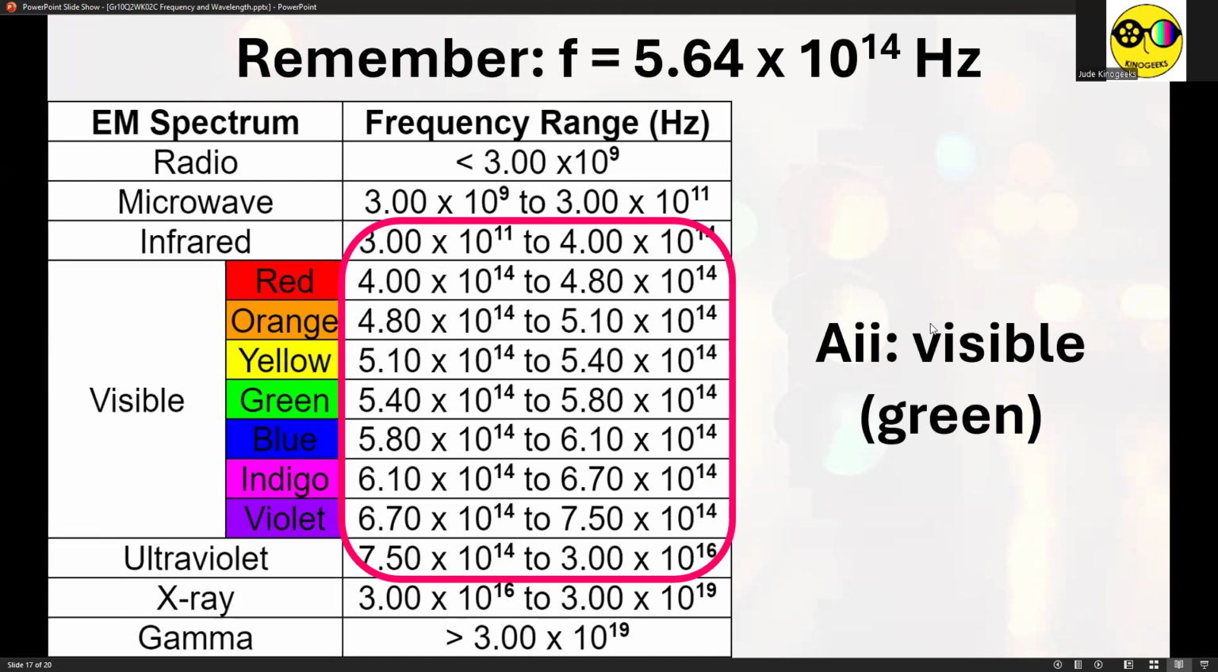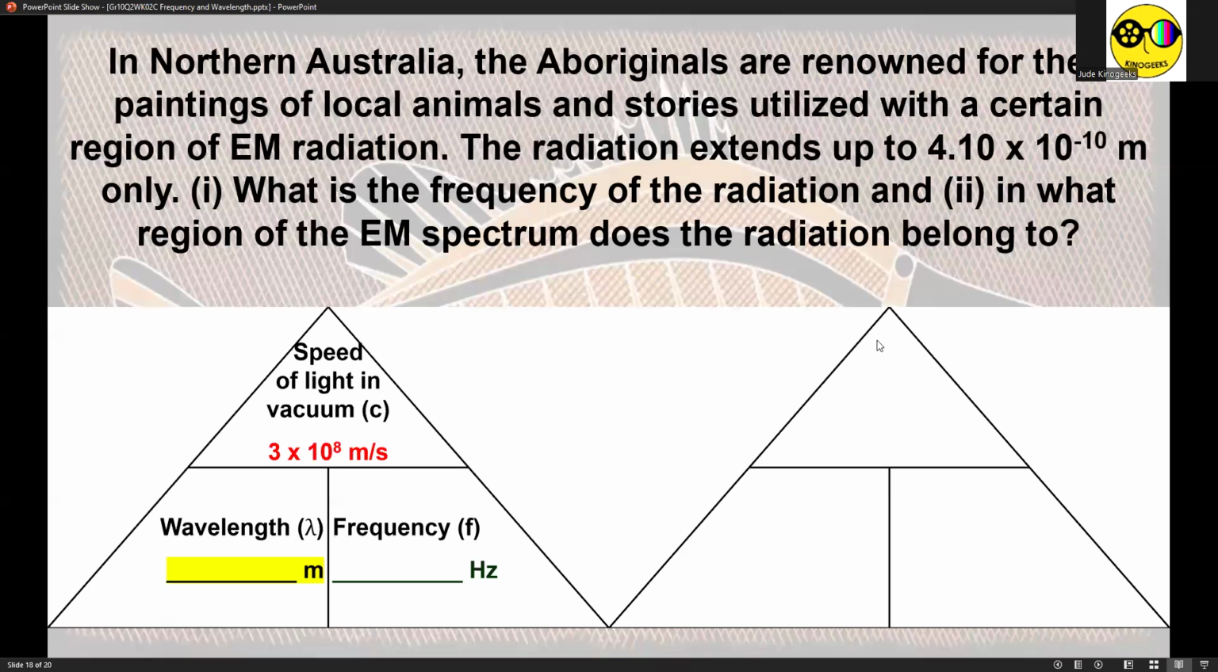Okay, so now for the last problem. In Northern Australia, the Aboriginals are renowned for their paintings of local animals and stories utilizing a certain region of electromagnetic radiation. The radiation extends up to 4.10 times 10 raised to negative 10 meter only. What is the frequency of the radiation, and in what region of the electromagnetic spectrum does the radiation belong to?